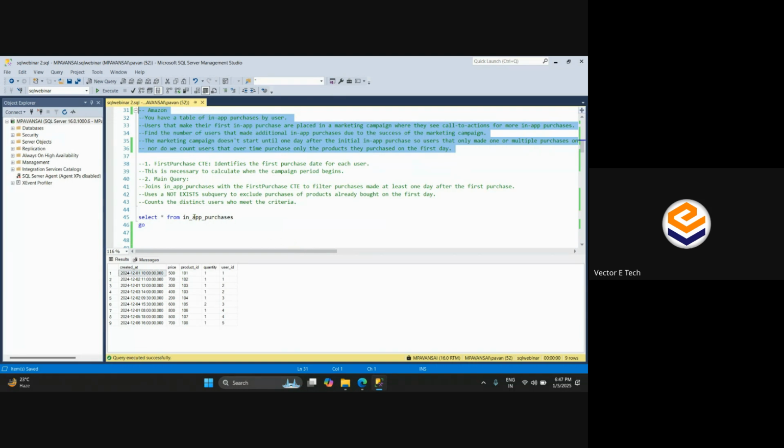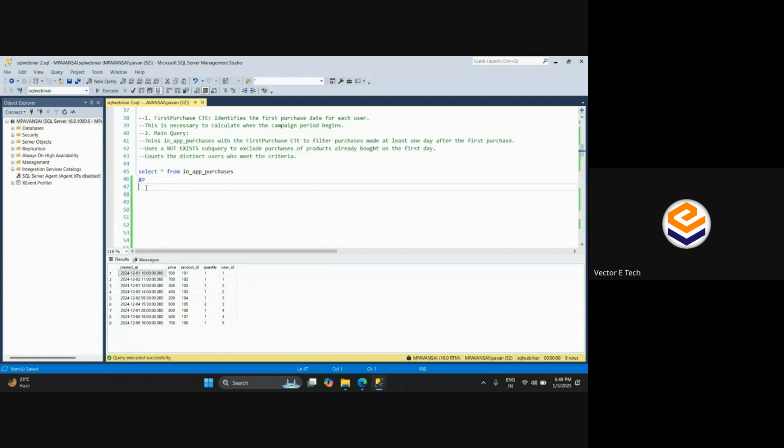Right, now what are the steps that we need to write? We could write a CTE where we filter for purchases at least one day after the first purchase of that application. Next, we'll exclude those who already bought on the first day. So we'll count those distinct users who meet these two criteria. First, they should buy at least one day after the first purchase of the application. Second, we'll exclude those who purchased within the first day. I hope the question is clear, right?